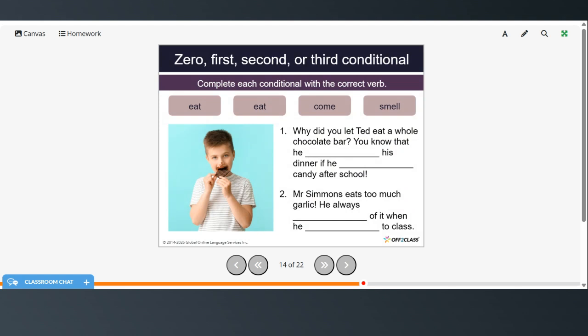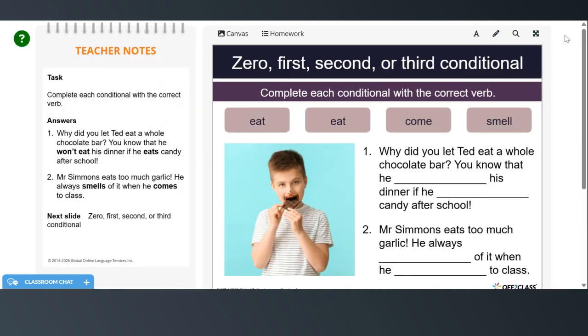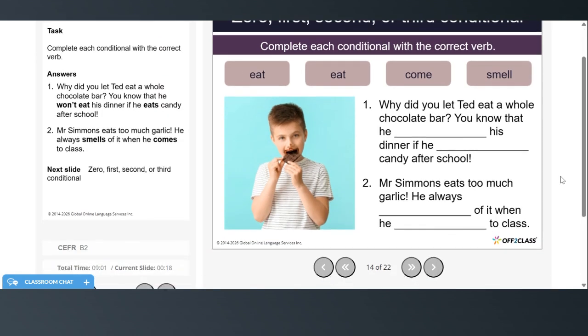Alright, so now complete each conditional with the correct verb. You can pause the video, try these on your own, and then restart when you're ready to check your answers. Great, so why did you let Ted eat a whole chocolate bar? You know that he won't eat his dinner if he eats candy after school.